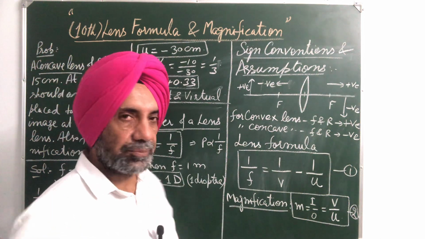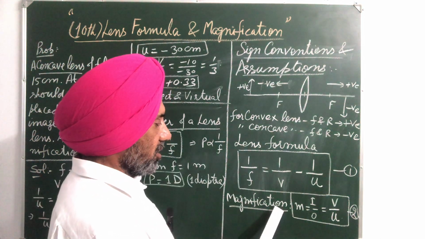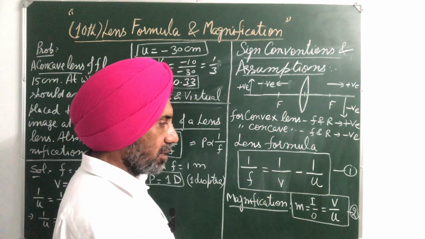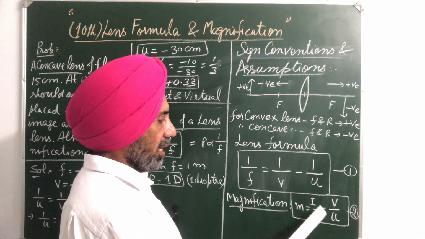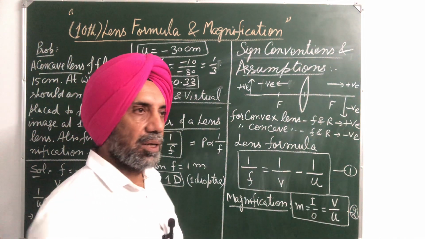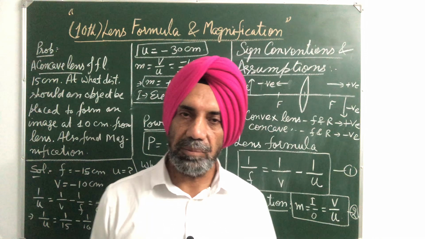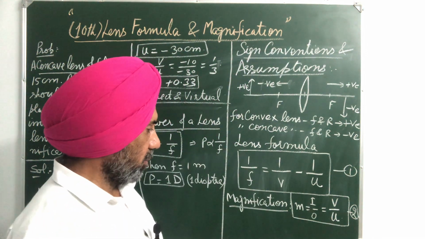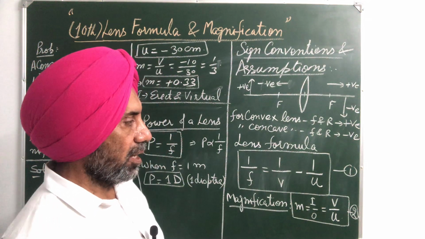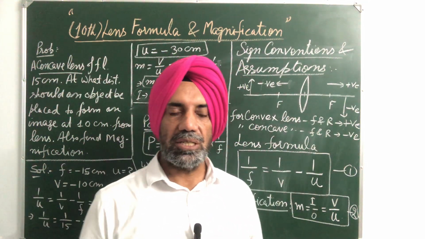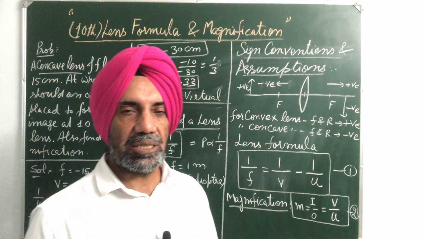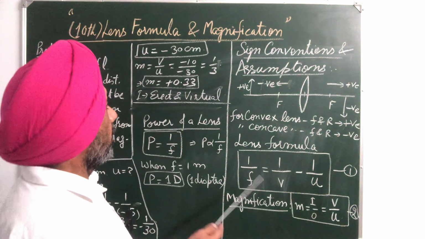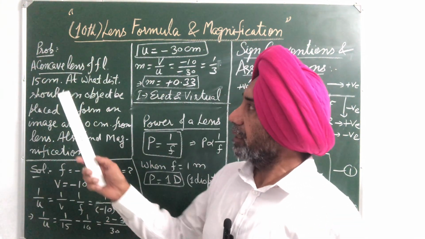Then magnification. Magnification of a lens is defined as the ratio of the size of the image to the size of the object and is given by m = I/O = v/u, where v is the distance of the image from the lens and u is the distance of the object from the lens. So this magnification gives the magnification of the size of the image, how much the lens can magnify an object. Then we have to solve a numerical problem.